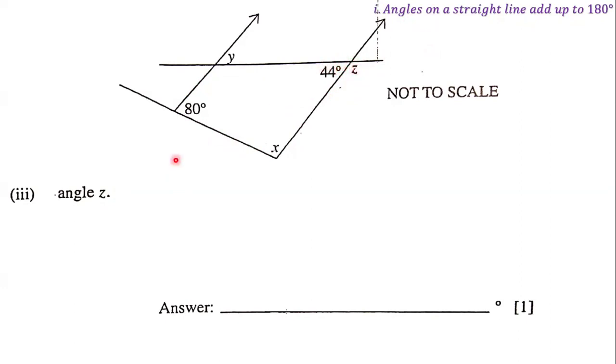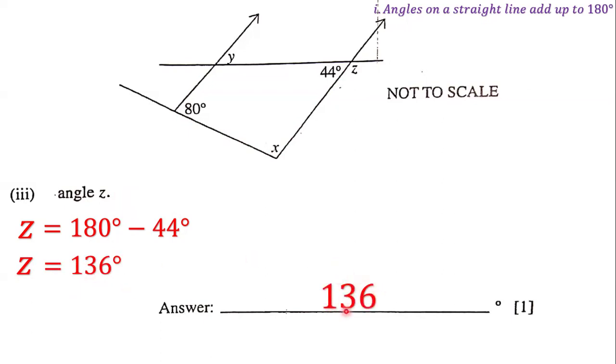And so what does that mean? In order for us to determine the size of angle Z, we have to say 180 degrees minus 44 degrees. And 180 degrees minus 44 degrees is going to be 136 degrees. And 136 degrees is the size of angle Z.